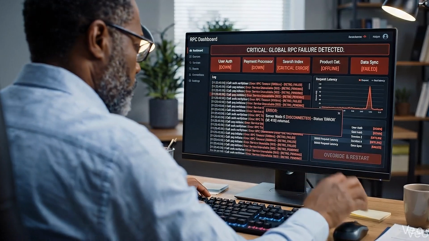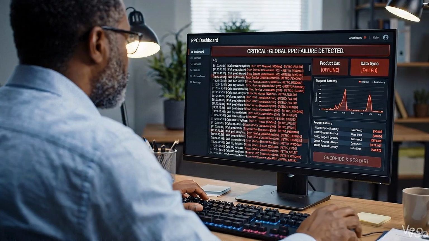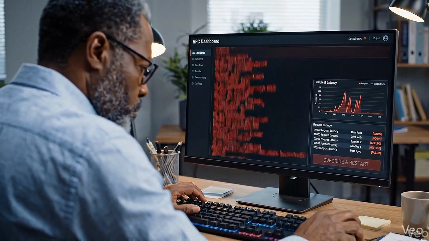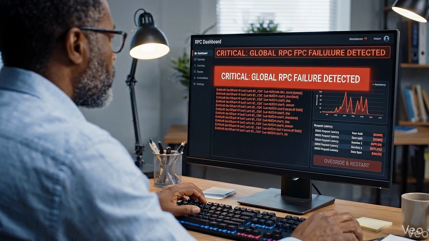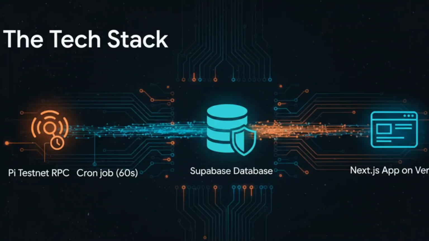Now, the project at the very center of all this was a Pi Testnet monitor. Its whole job was pretty simple. Keep an eye on the health and status of the Pi blockchain's test network. Basically, give developers a live, up-to-the-minute dashboard. Okay, so let's set the scene. Think of this as laying out the evidence at the scene of the crime.